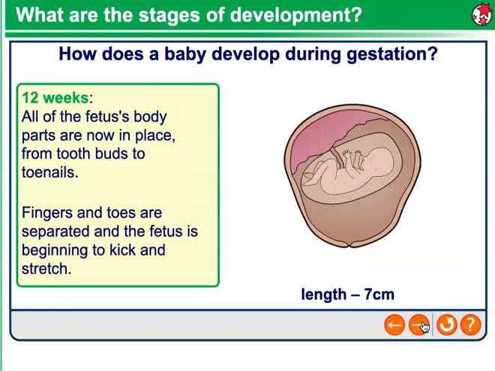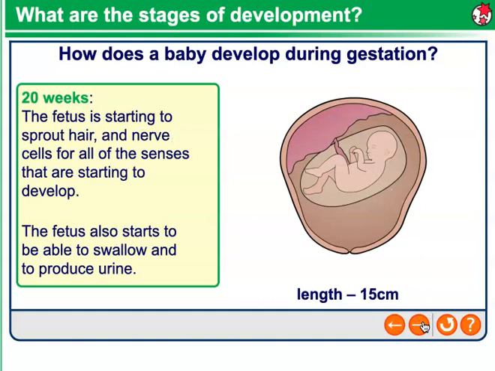At 12 weeks, all of the fetus's body parts are now in place, from tooth buds to toenails. Fingers and toes are separated, and the fetus is beginning to kick and stretch. At this point, the length is around 7 centimeters.